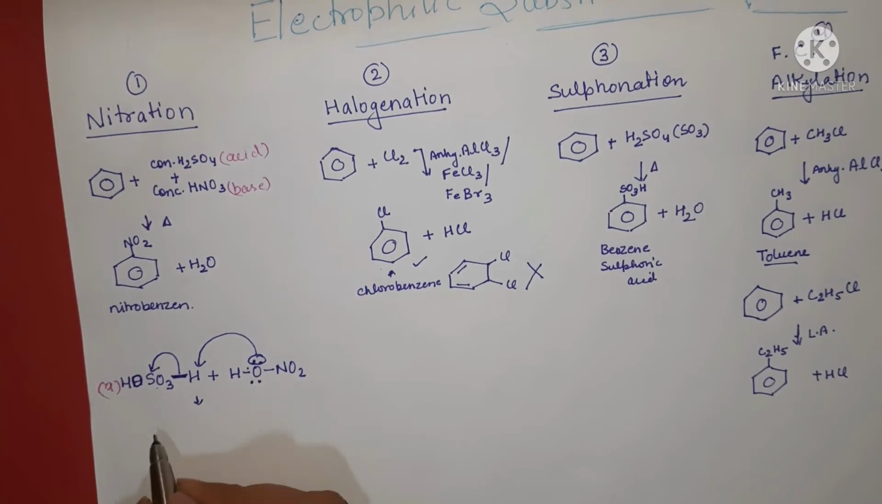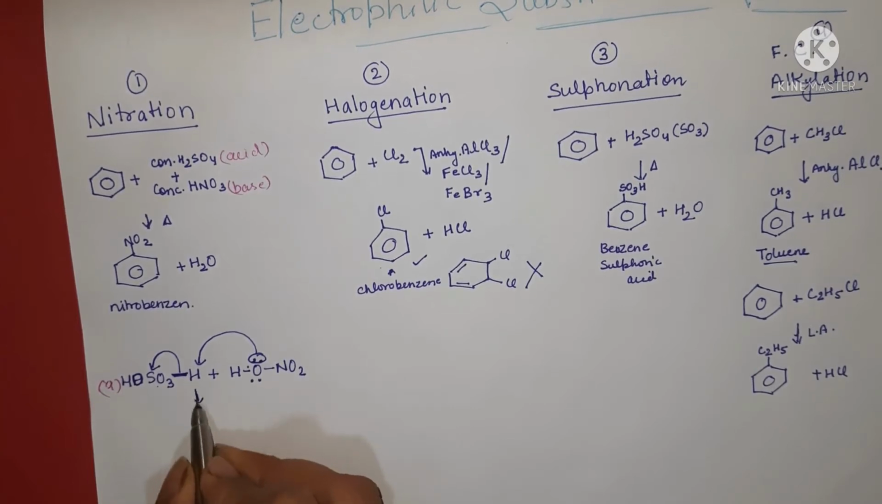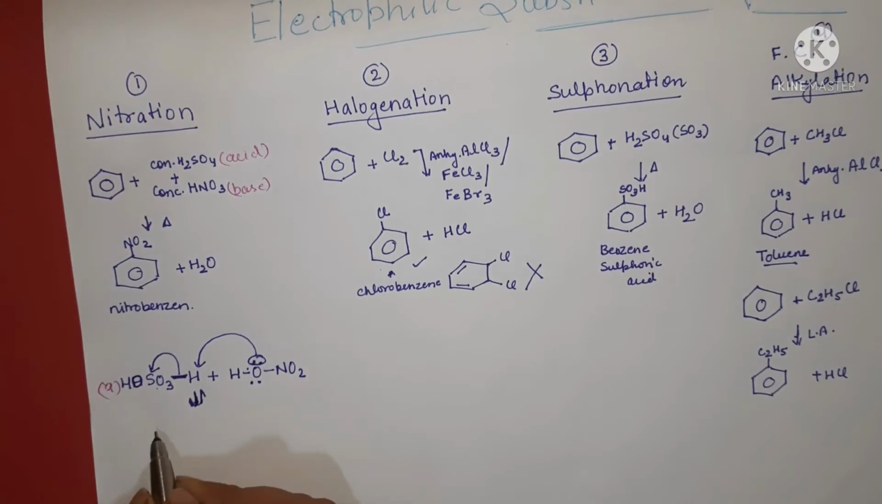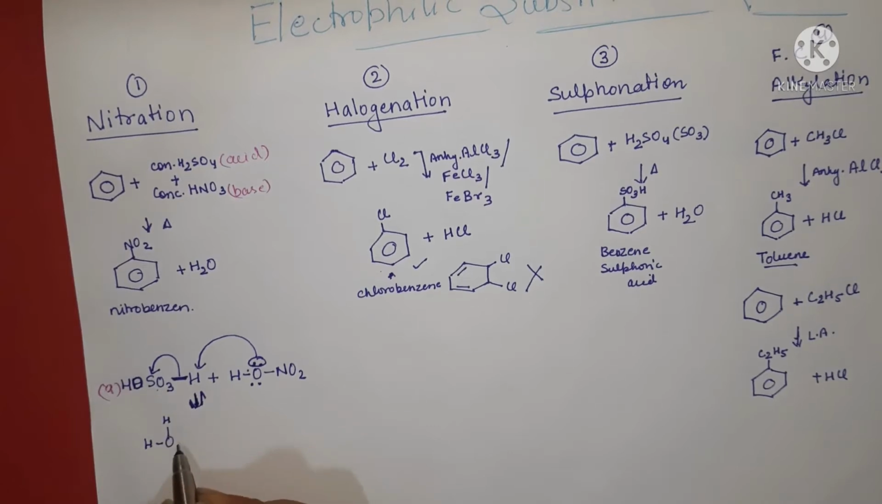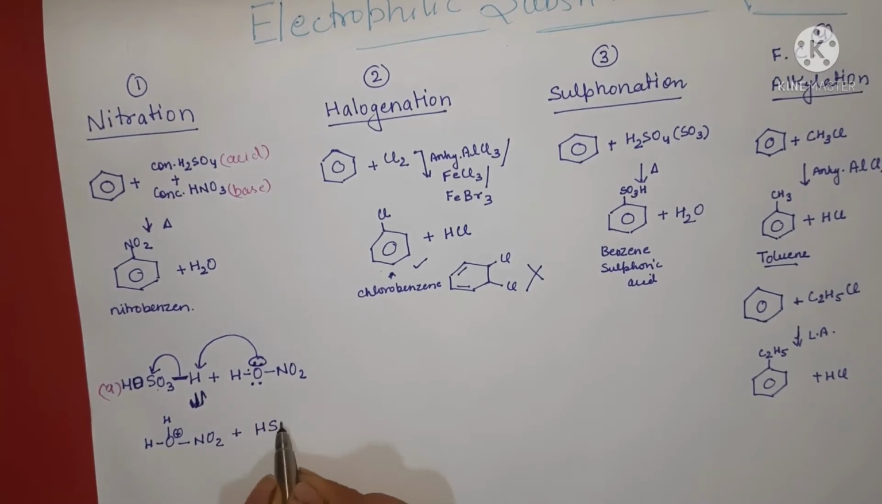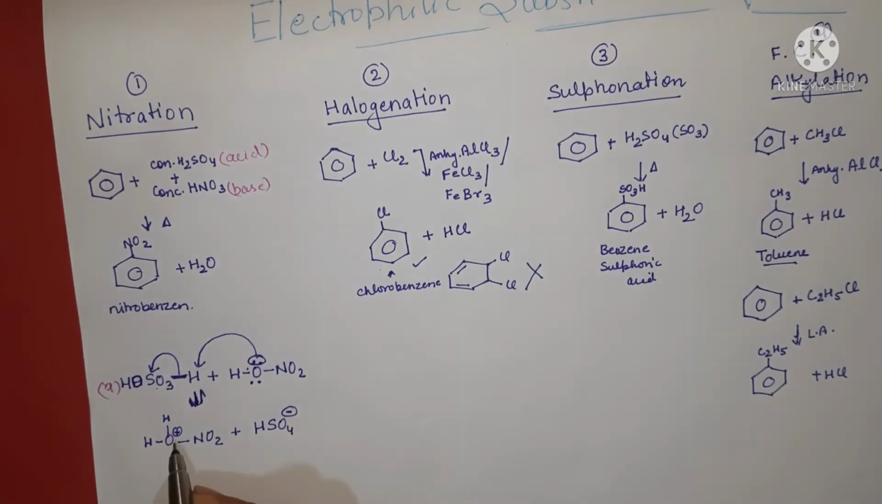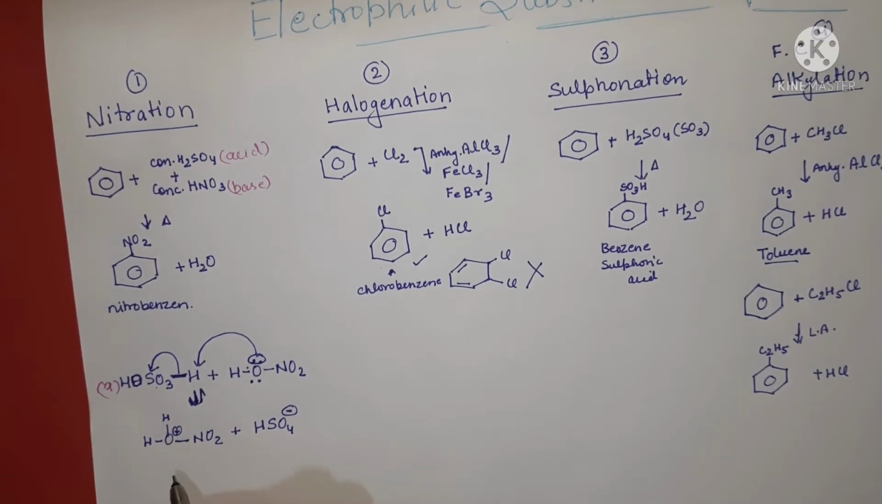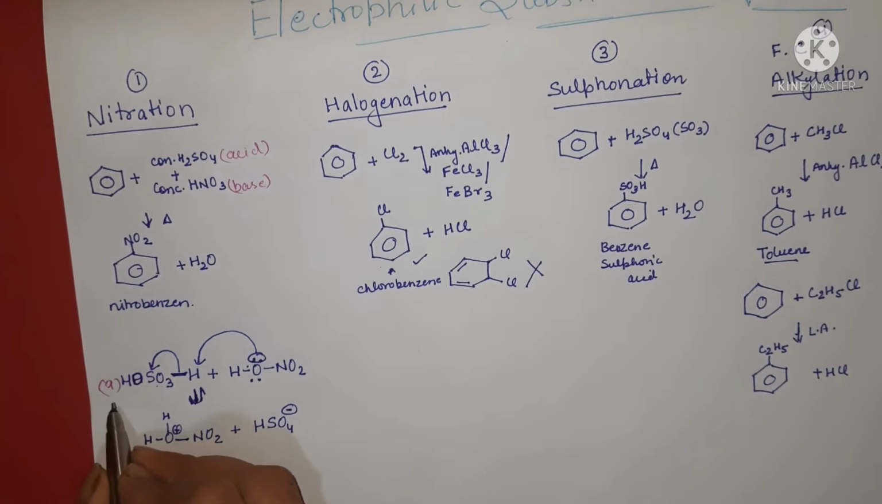So what we will get? This reaction is in equilibrium: H2O plus NO2 plus HSO4 negative. This oxygen has positive charge because one of the lone pairs is used in the formation of this bond. This is step 1.